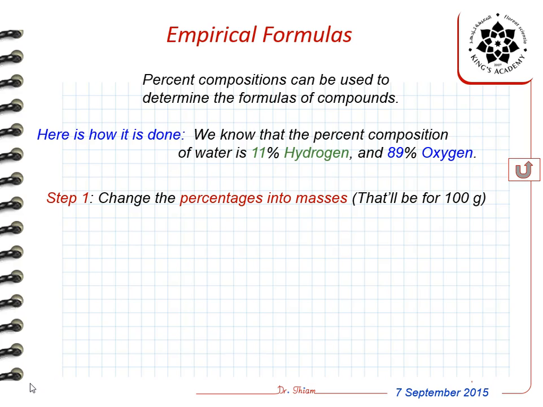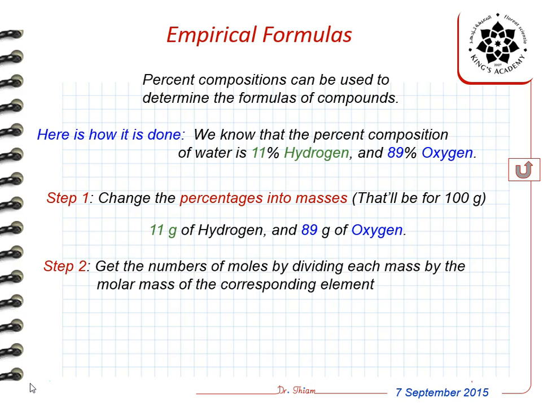The first step is pretty simple. We just replace the percentage sign by gram. So we go from percentages to masses. So 11 grams instead of 11% hydrogen, and 89 grams oxygen instead of 89% oxygen. So that's easy enough. Step 2, we get the number of moles.